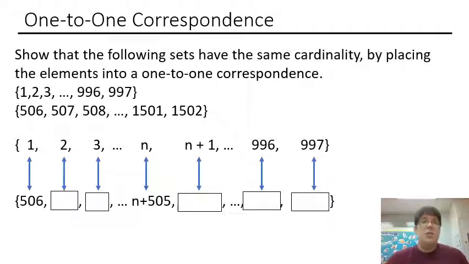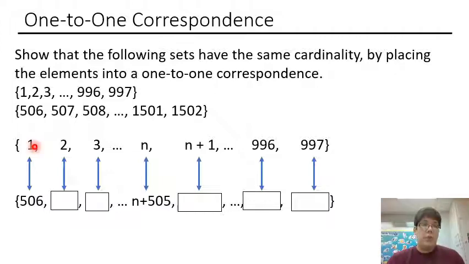Okay, now let's find one last example. This example says to show that the following sets have the same cardinality by placing the elements in a one-to-one correspondence. The first set is the numbers 1 to 997 in order, and the second set is the numbers 506 to 1502 in order. A one-to-one correspondence just means that every element in each set has a corresponding mate in the second set, and each of those mates is unique.